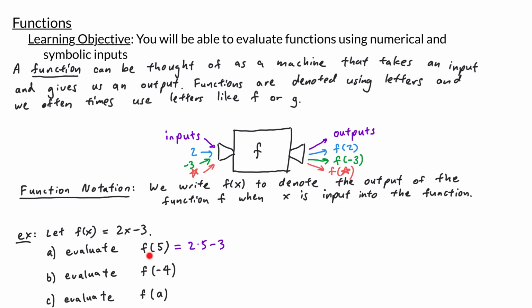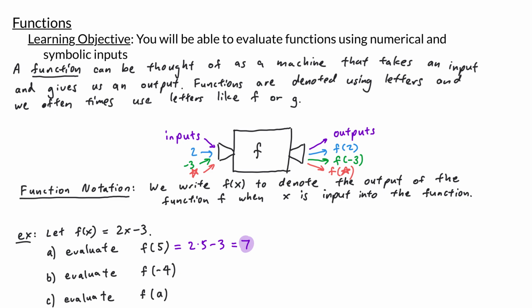When we compare f of 5 with f of x, we see that we're inputting 5 into our function instead of x. So to get the output, we take the formula here, 2x minus 3, and we replace the x with 5. Now all we have to do is perform these operations. 2 times 5 gives me 10, and then 10 minus 3 gives us 7. So this tells me that the output of my function when I plug in 5 is 7.